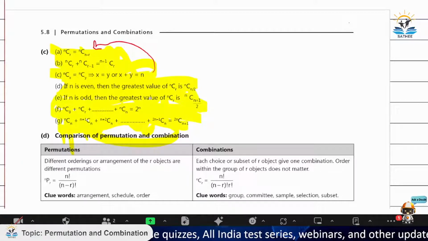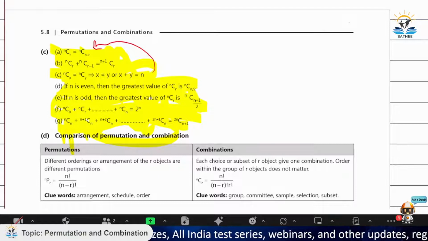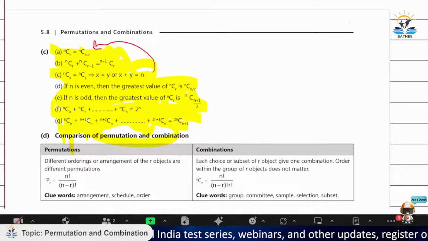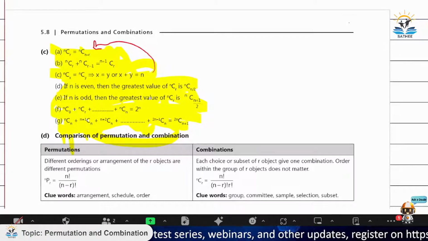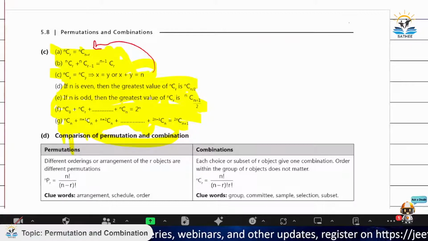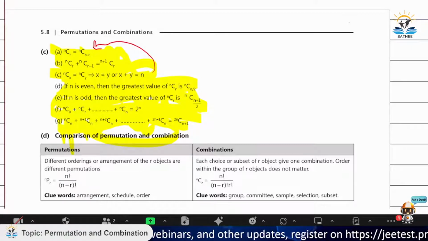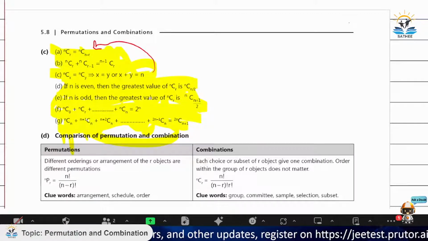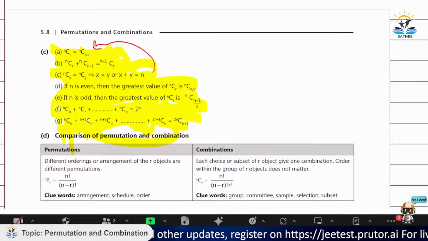Now getting back to this, nC0 plus nC1 plus nC2 till nCn is equal to 2 to the power n. And nCn plus (n plus 1)Cn plus (n plus 2)Cn and so on gives us (2n plus 1)C(n plus 1).